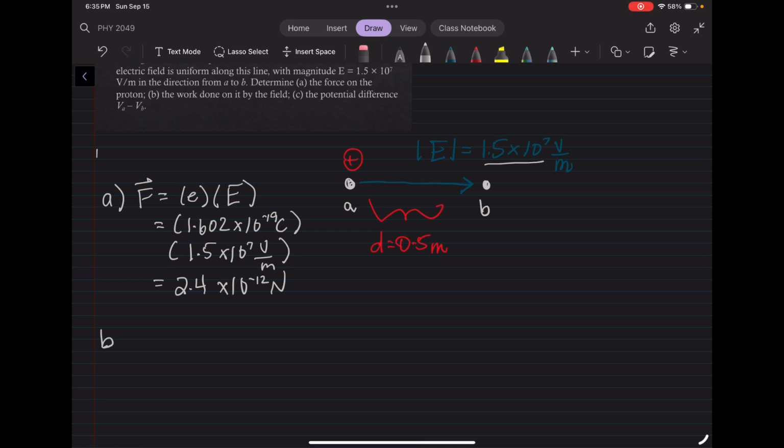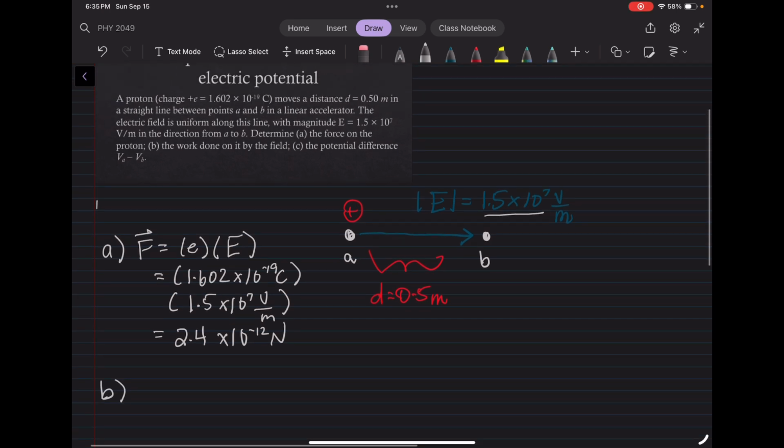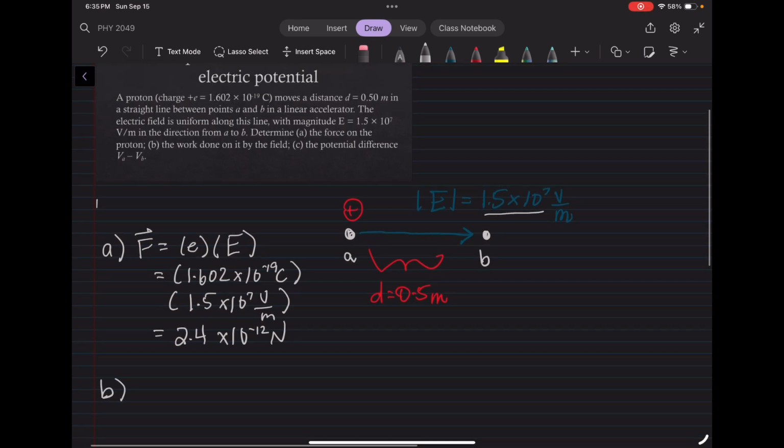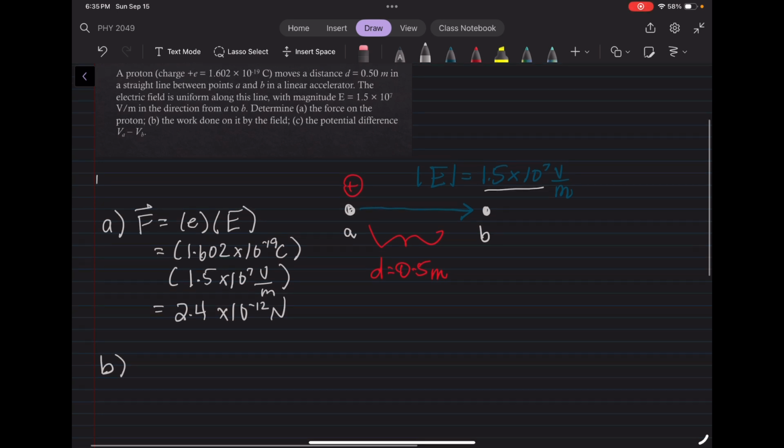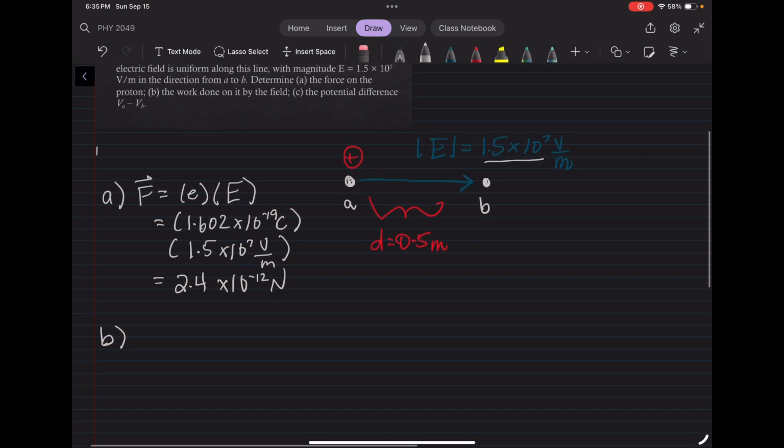So, part B. What's the work done on the particle by the field? We have some expressions for that. We know that the work done is, well, we can always use this equation: force times displacement. And this is the most general expression.